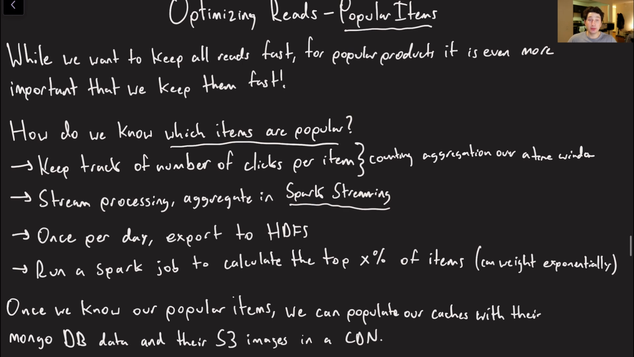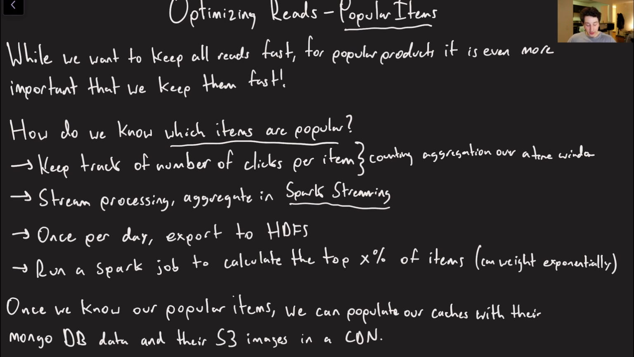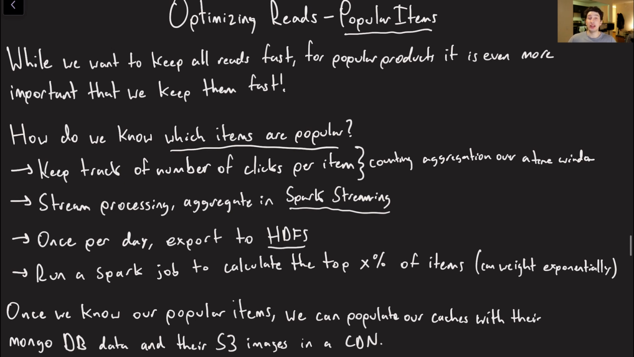So we're going to do that. And then once per day at some set time, we can basically export for each product ID the number of orders that they had, and we can send that right over to HDFS. Now, once all of this data is in HDFS, we can actually go ahead and run a Spark job to basically rank all of the items in terms of their popularity.